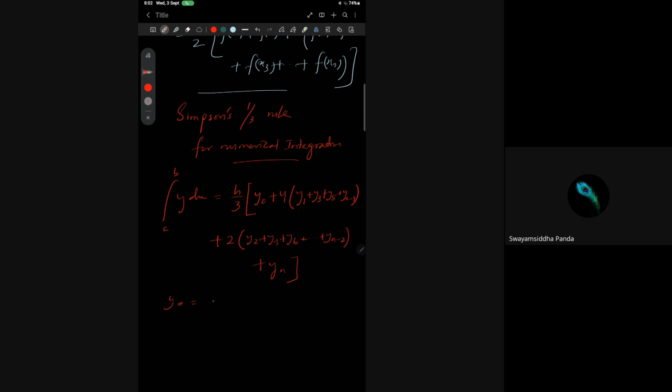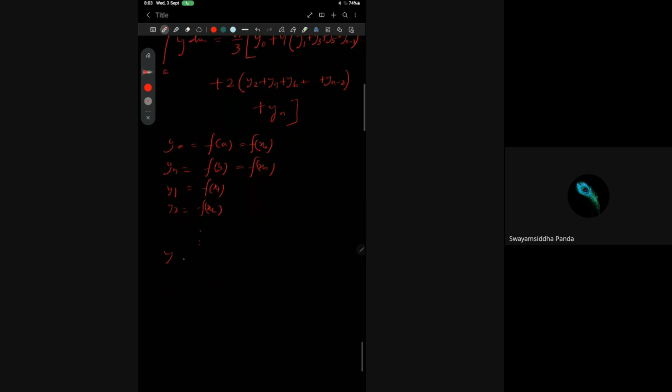So y0 is basically equal to f of a, or f of x0, and yn is equal to f of b, or f of xn. y1 is equal to f of x1, y2 is equal to f of x2, yn minus 2 is f of xn minus 2, yn minus 1 is f of xn minus 1, and x1 minus x0 is equal to h, or x2 minus x1 is equal to h, and so on and so on.